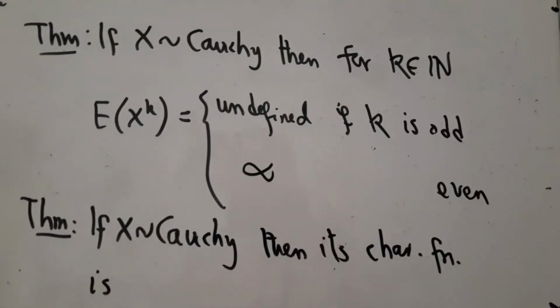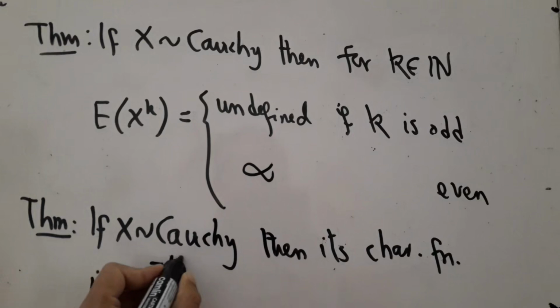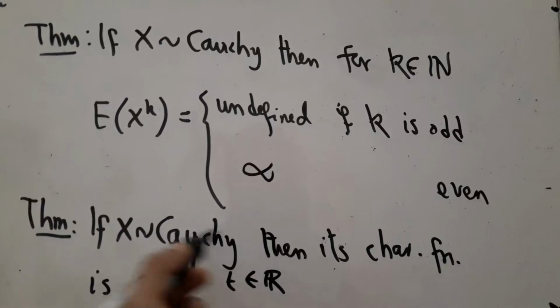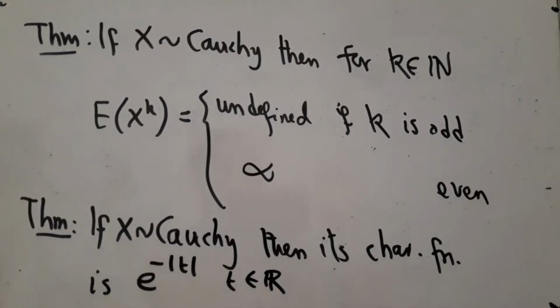However, here is a theorem which is quite reassuring. If X is Cauchy, then its characteristic function happens to be pretty nice. It is e to the power minus the absolute value of t, for t in R. The characteristic function, of course, must exist. That is this function. In the next video, we are going to take a look at possibly the most shocking thing about the Cauchy distribution. But first of all, let's familiarize ourselves with the definition of Cauchy by working out one simple exercise.